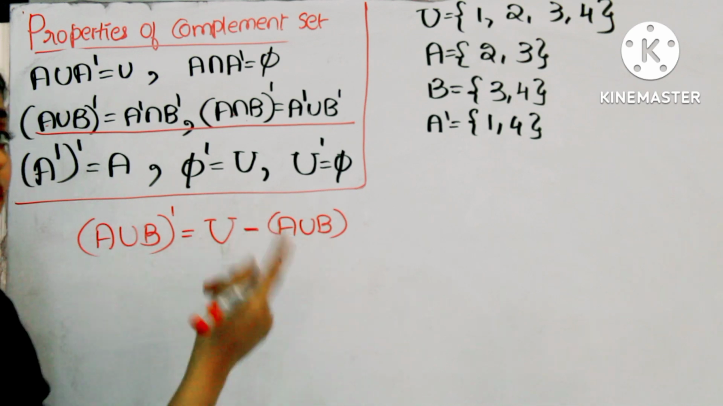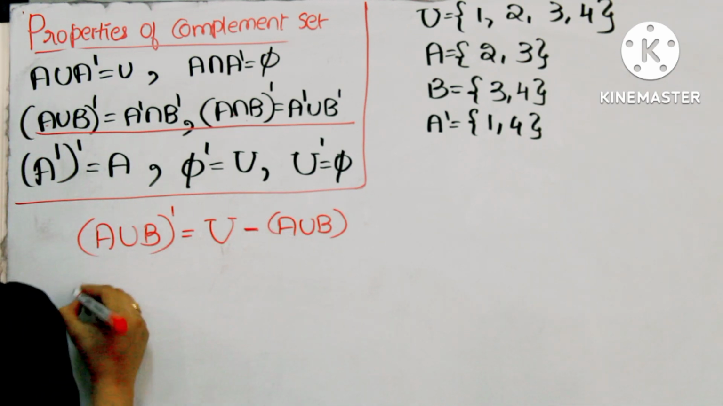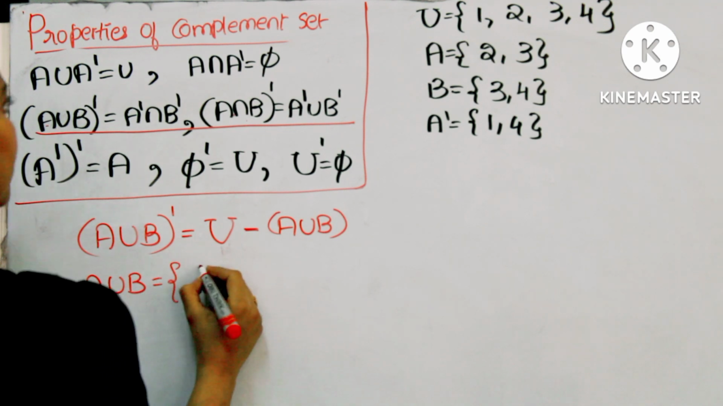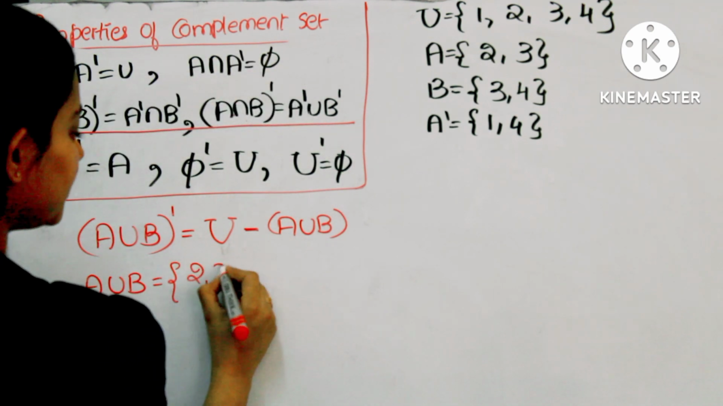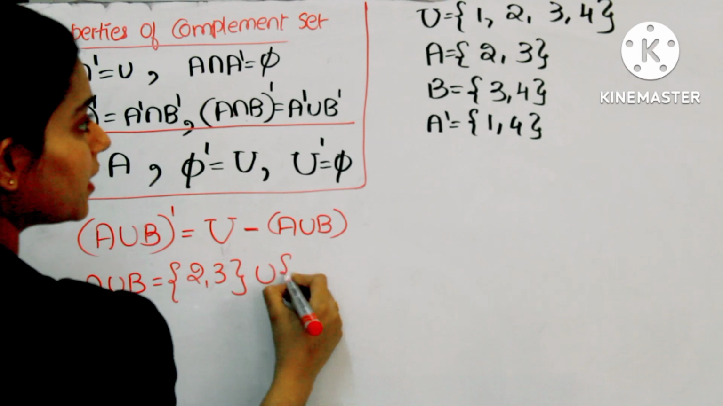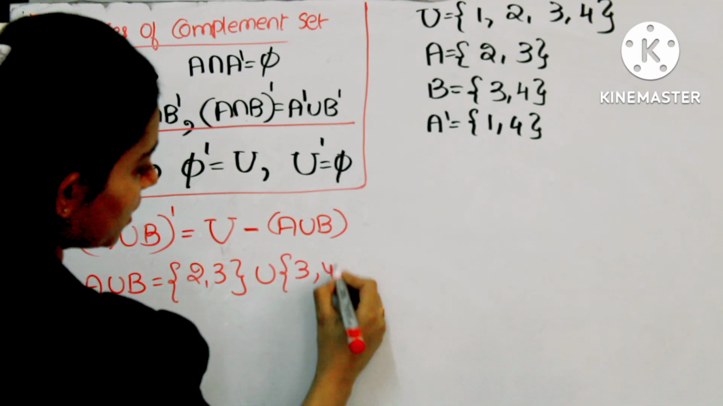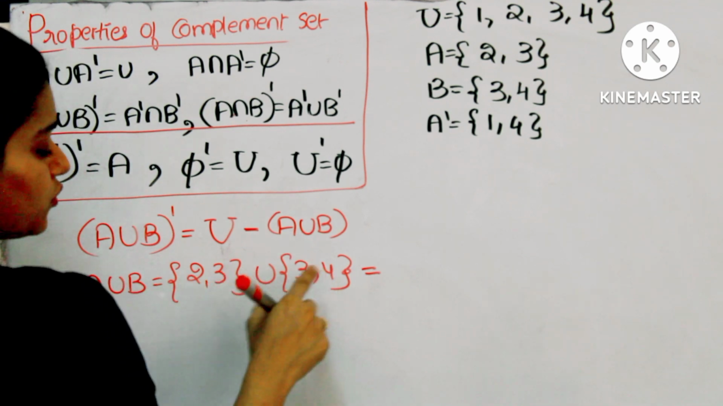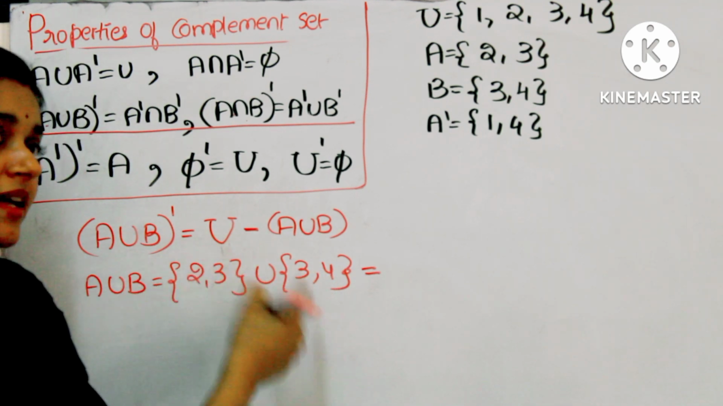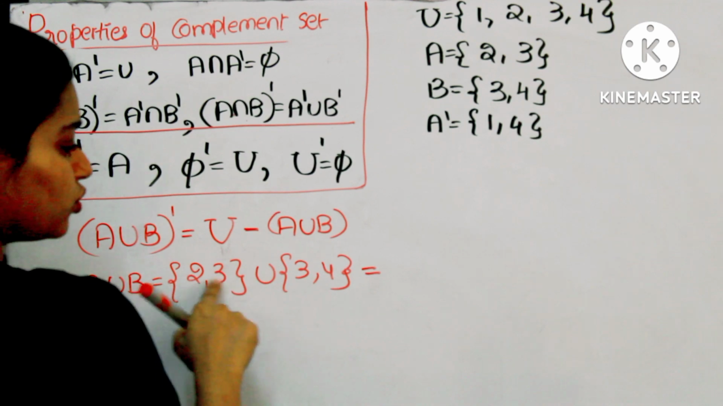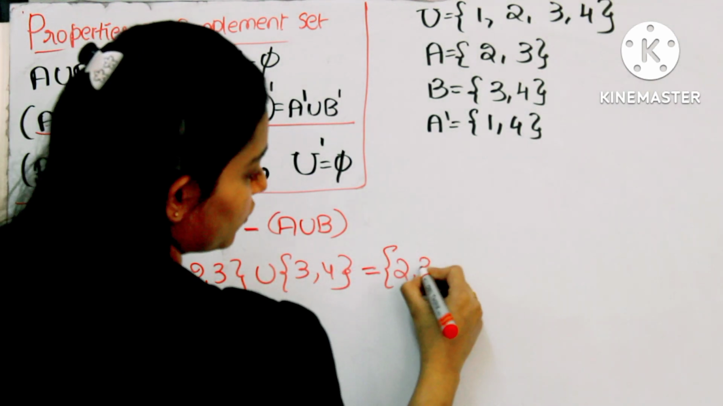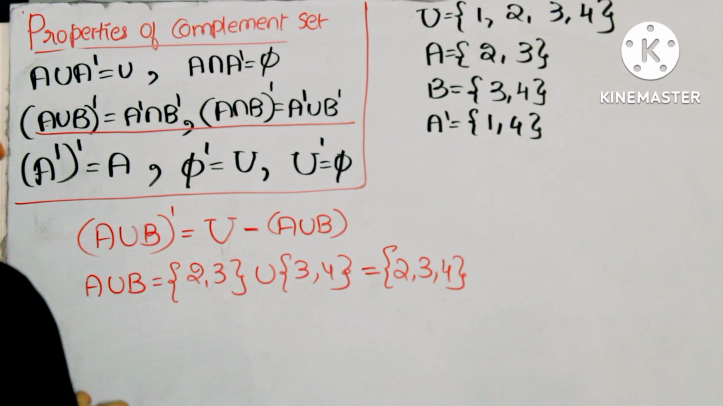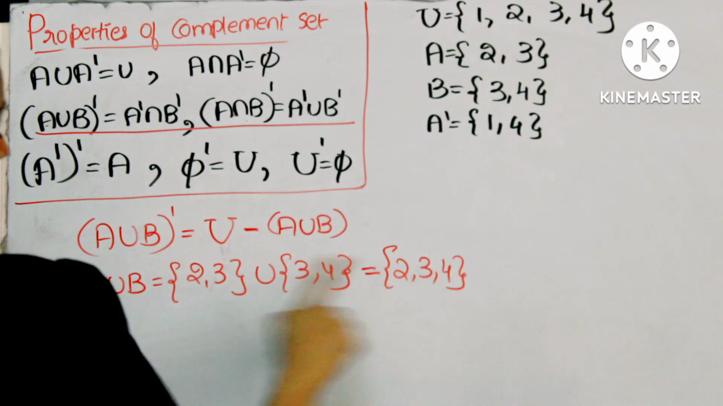So to find this we need A union B. So what is A union B? First find A union B. What is A here? 2 and 3. And B is what? 3, 4. So what is A union B? 2, 3, 3, 4. Union means combining, right? So 2, 3, 4 is A union B.